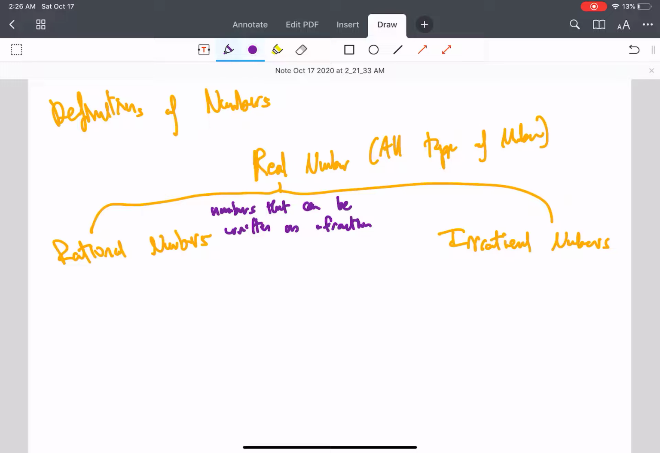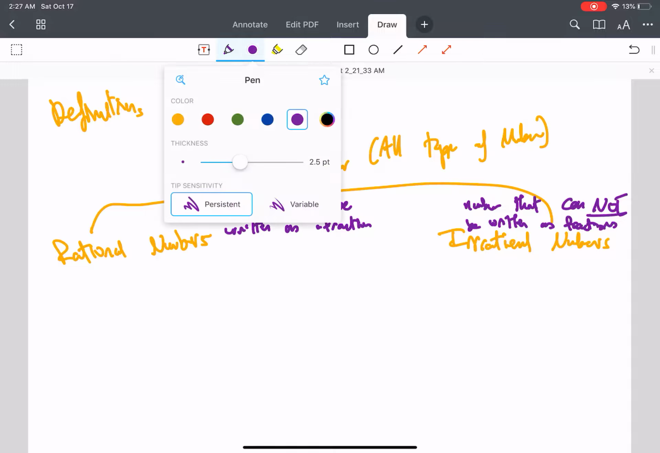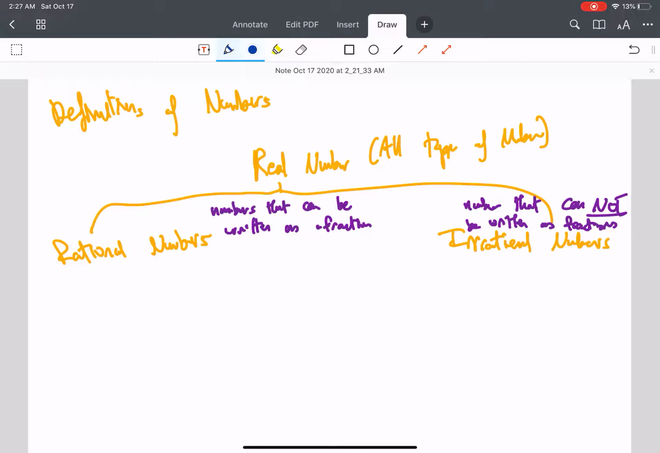Irrational numbers are numbers that cannot be written as fractions. I'm a bit quick because I think you already know these things from previous years, so I'm just explaining it quickly. Okay, so real numbers, all types of different numbers, can be either rational numbers or irrational numbers. Rational numbers can be divided into fractions or integers.